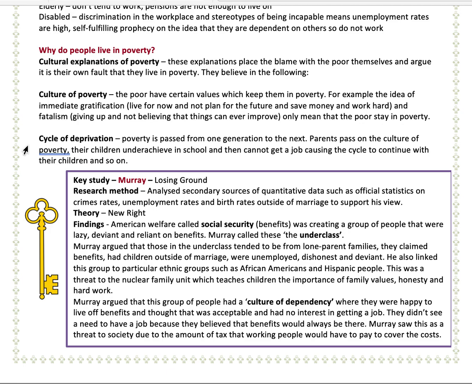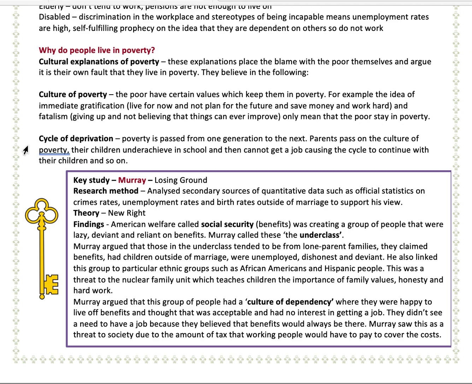And also he used a representative sample, because obviously this data looked at the whole country, so he could see that across the country as divorce increased, so did crime, etc.